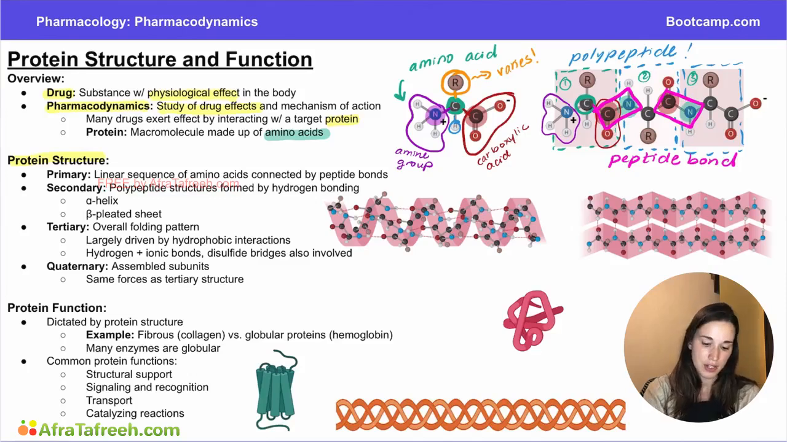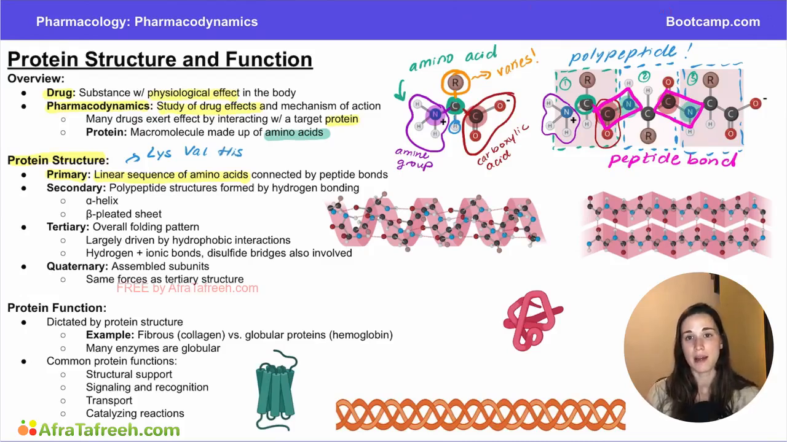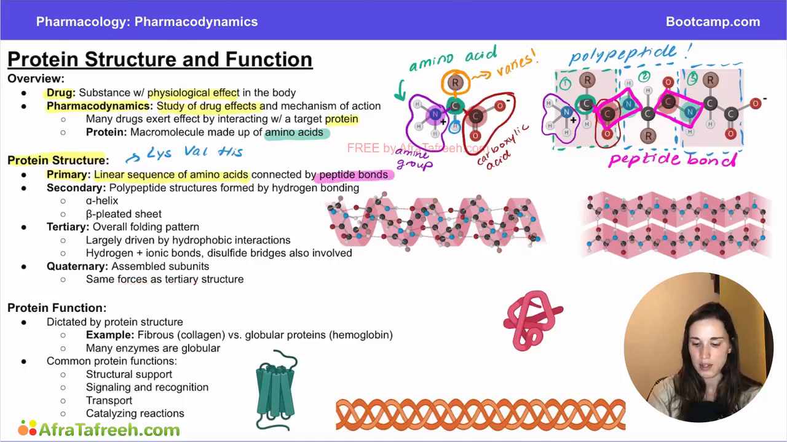Primary structure is the linear order of amino acids that are connected by those peptide bonds. So for example, you could have a protein where the first amino acid is a lysine, the second amino acid is a valine, and the third amino acid is a histidine. And recall that the identity of the amino acid is defined by its unique R group. The primary structure of a protein is going to be held together by rigid peptide bonds, which are these bonds that form between the amino acids that we discussed earlier.